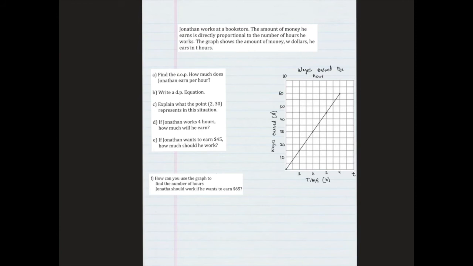Well, if you remember from the first example, all we have to do to find the constant of proportionality is look at where 1 is. And 1 on the graph is at 15, right? So 1 hour is $15. Okay, so how much does Jonathan earn per hour? Well, he earns $15 per hour.